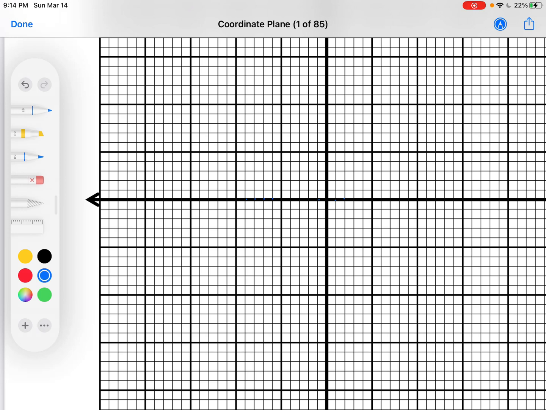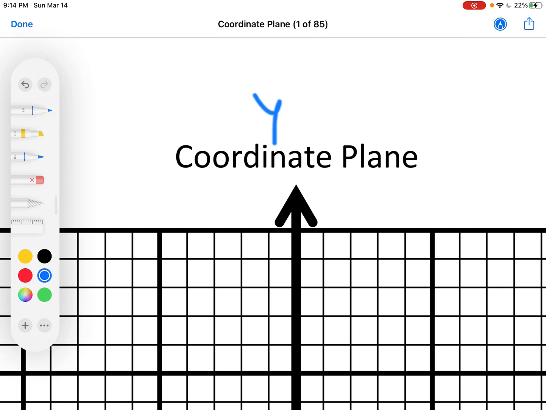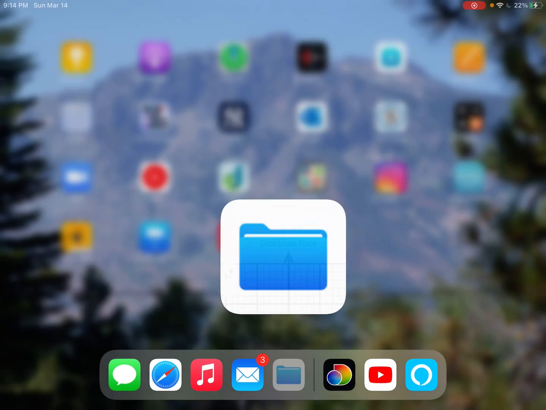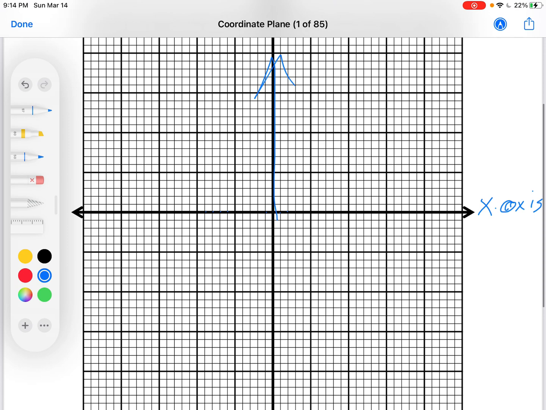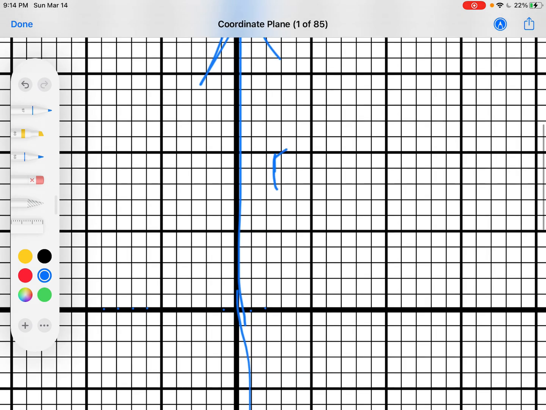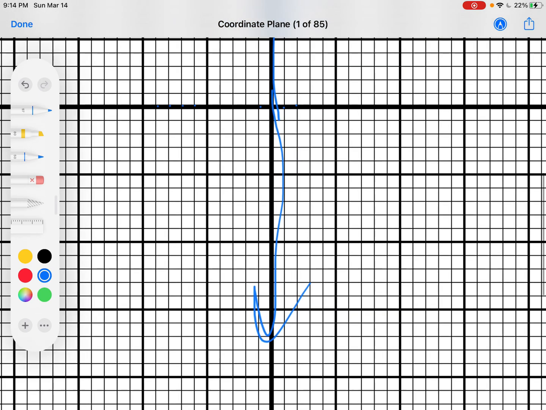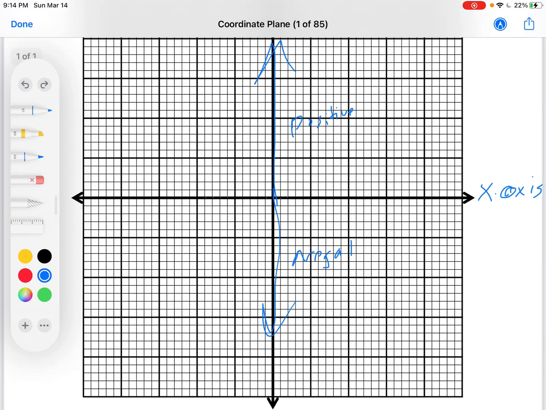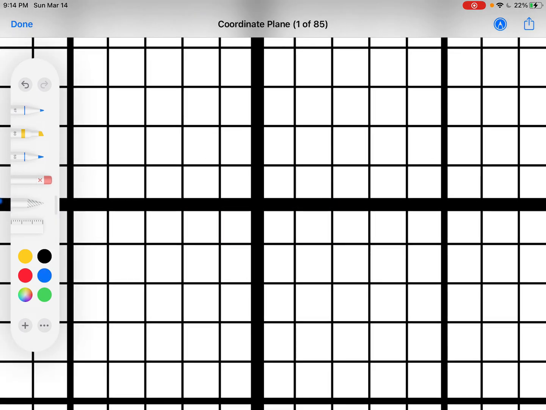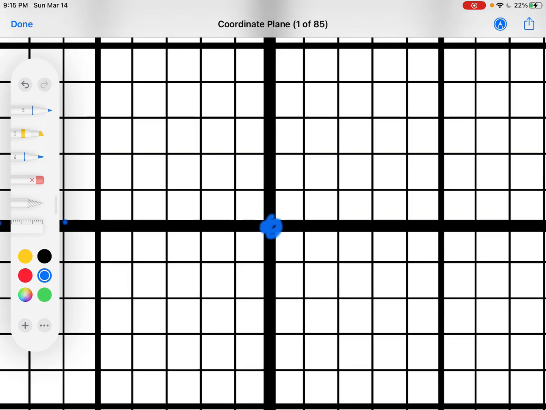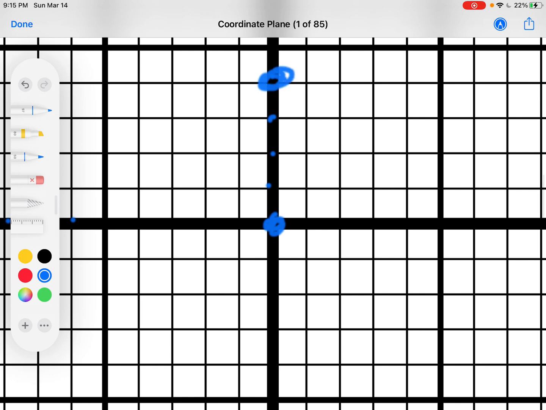Similarly, there is also a y-axis. And the y-axis goes up and down. And up is positive, and down is negative. So, if I were to tell you that something has a y-coordinate of positive 4, then you would start at 0, and you would go up 4. 1, 2, 3, 4. And that would have a positive 4 y-coordinate.